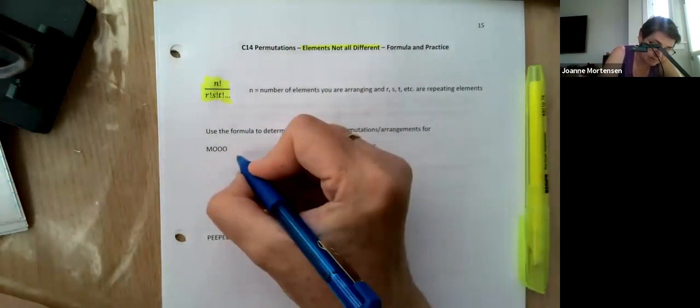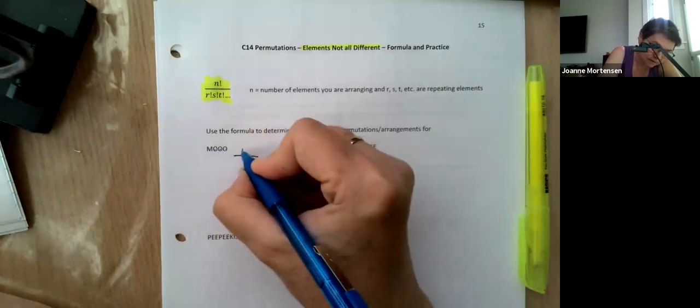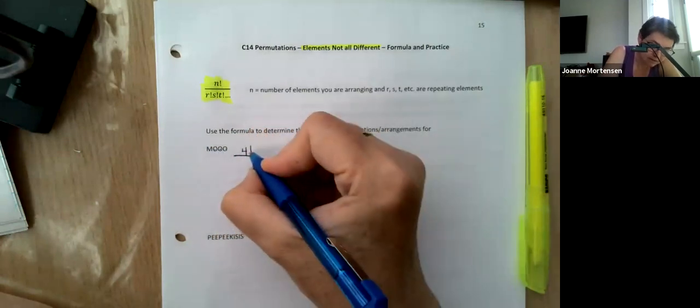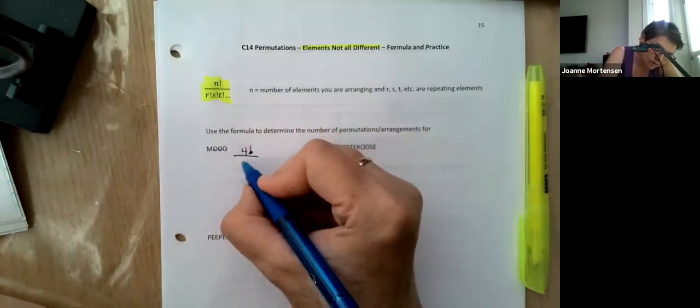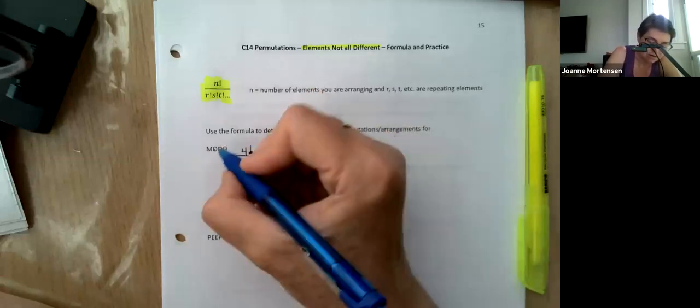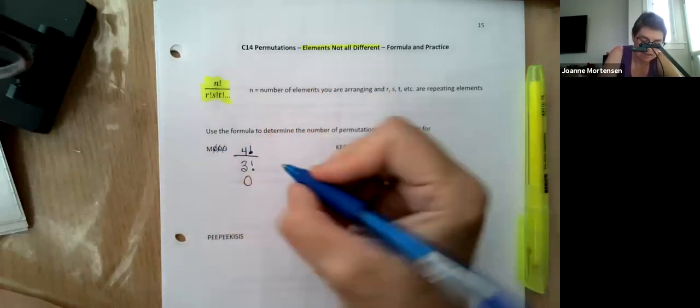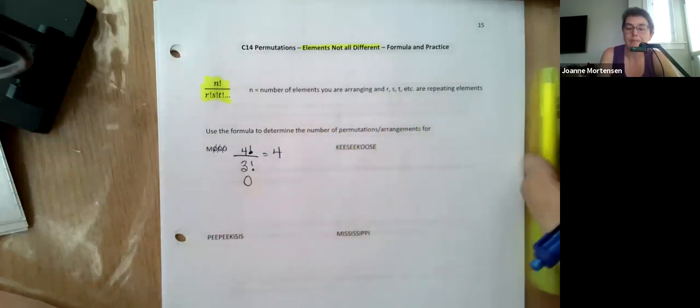So here we go. There are 1, 2, 3, 4 letters. 4 factorial. And then we got 1, 2, 3 O's. So 3 factorial. I tend to do that. And that's going to be 4.